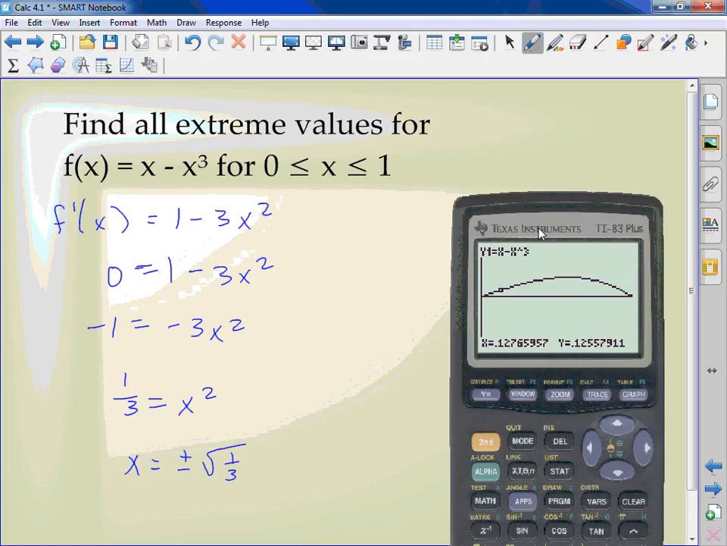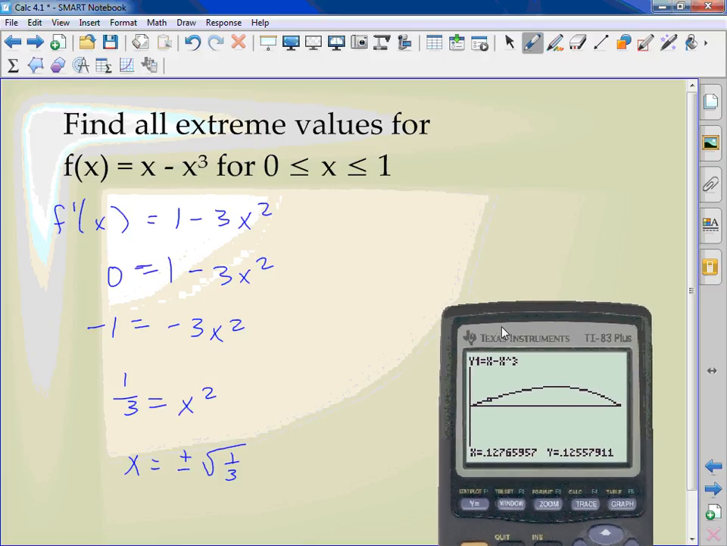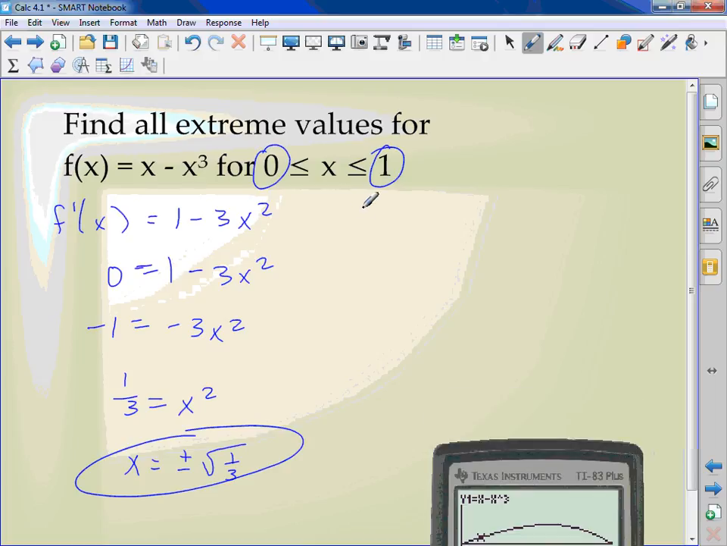Now what we're going to do is put them into the original function. We have this one, and we have these ones. Your endpoints are always extreme values. So I have f of 0, f of 1, f of the square root of 1/3, and f of the negative square root of 1/3.